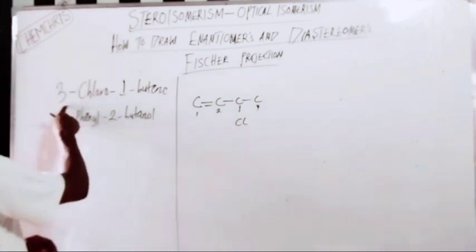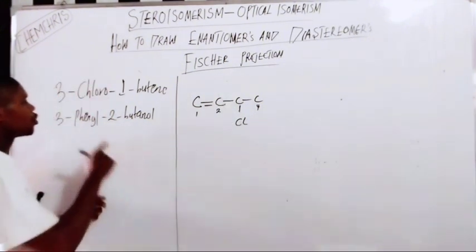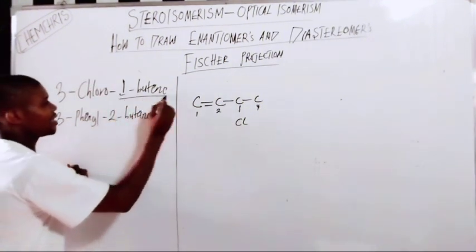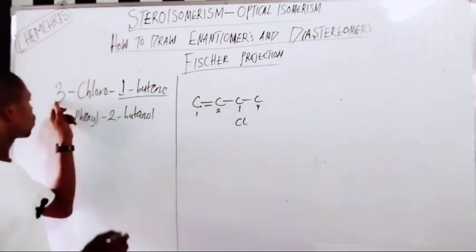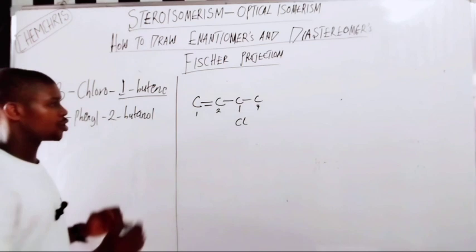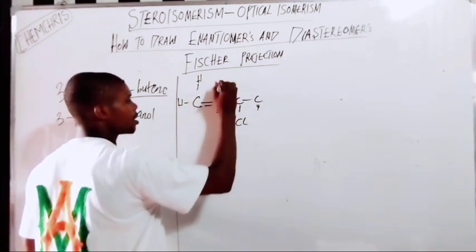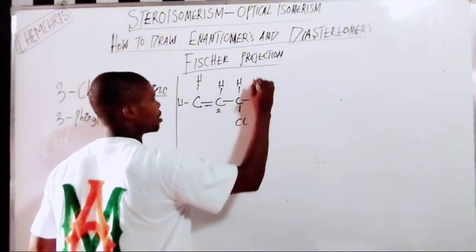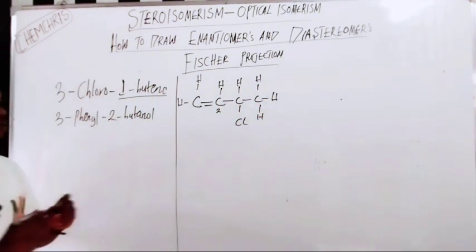So now here we have 3-chloro-1-butene. We are trying to draw the structure. 1-butene is the parent name. The double bond is at carbon number 1, with 4 carbons. Chlorine is at carbon number 3. Do you understand? The next thing you want to put here is hydrogen, hydrogen, hydrogen, hydrogen, hydrogen, and hydrogen. Can you see that?